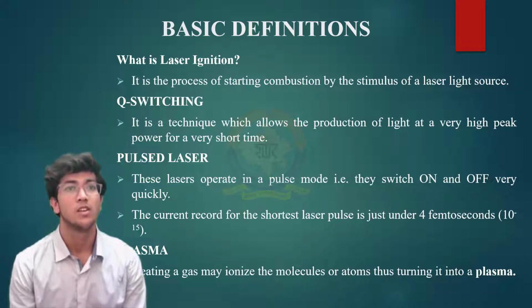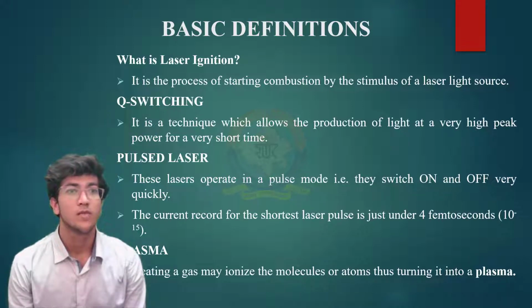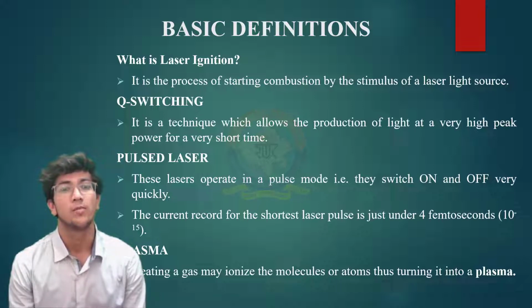Q switching. It is a technique which allows the production of light at a very high peak power for a very short time. It is also known as giant pulse formation or Q spoiling. It's a technique by which a laser can be made to produce a pulsed output beam. The technique allows the production of light pulses with extremely high peak power, much higher than would be produced by the same laser if it was operated in a continuous wave mode.